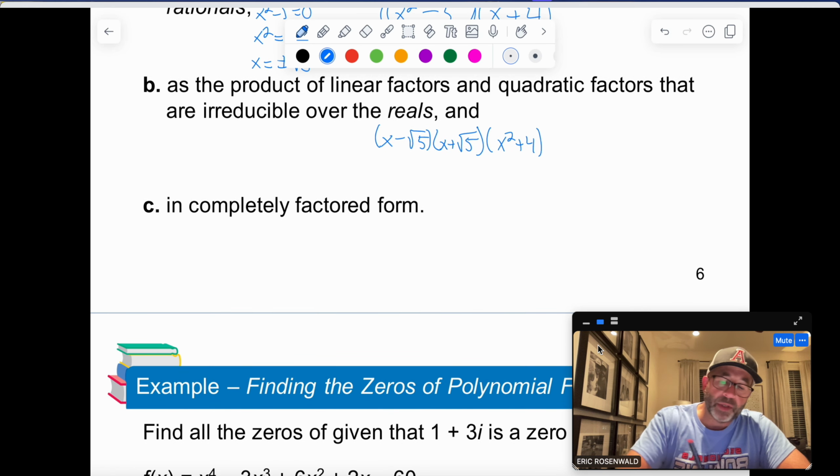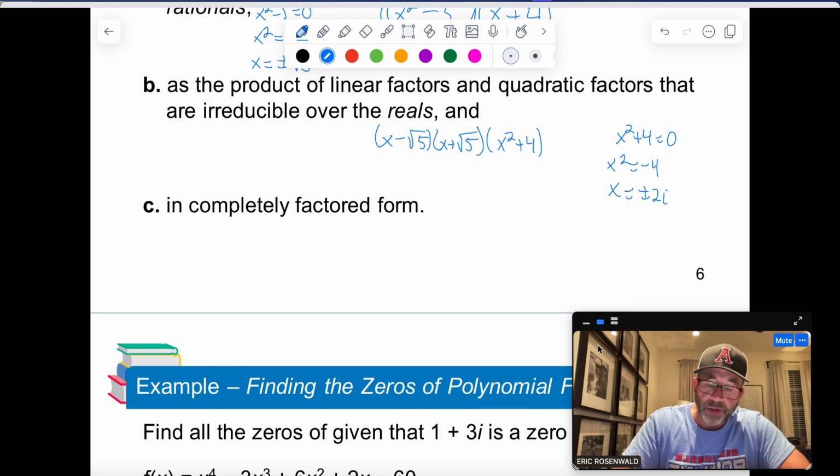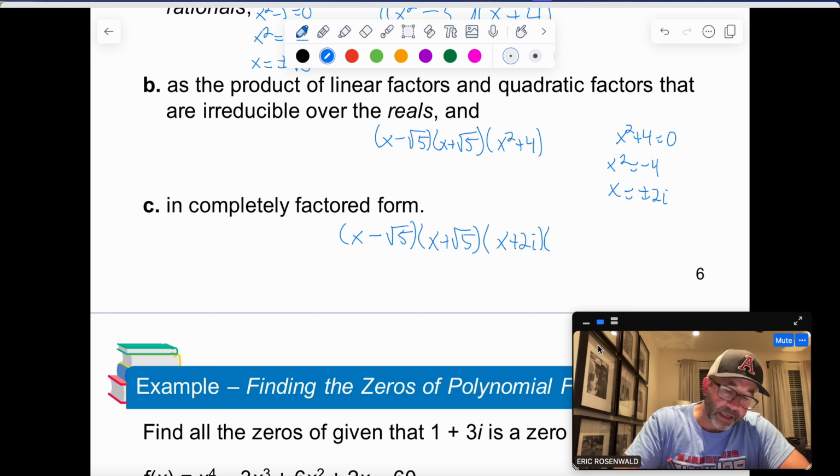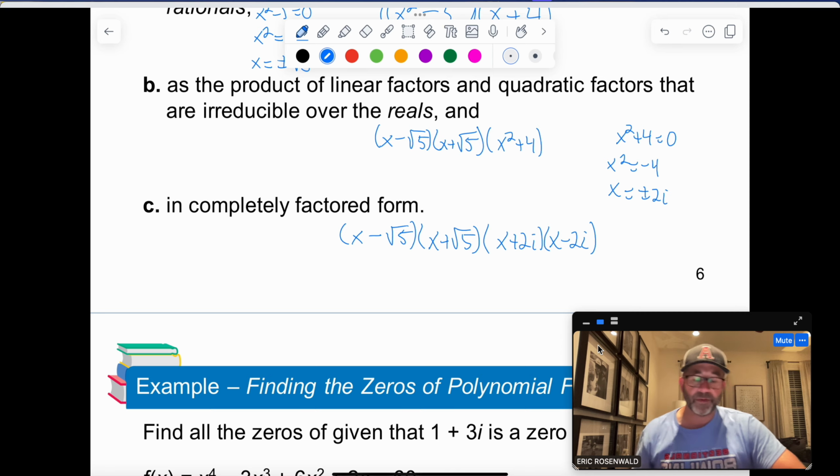That x squared plus 4 is going to equal 0. That means that x squared is going to equal negative 4, so x is going to equal plus or minus 2i. So now that means factored complete would be x minus the square root of 5, x plus the square root of 5, and then x plus 2i, and x minus 2i. That's the completely factored linear form of this solution.